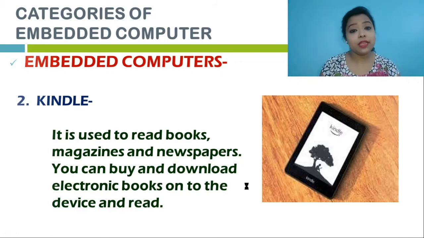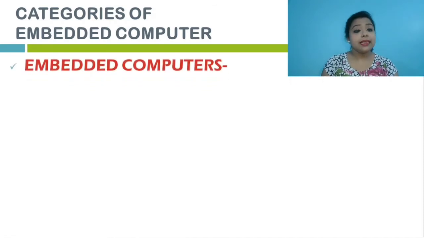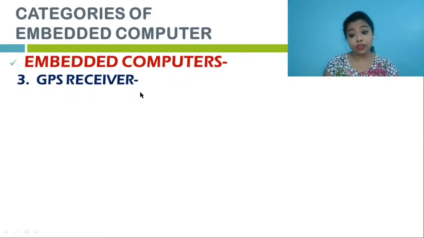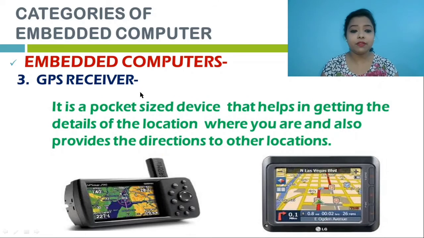Okay, now coming to the next one, that is GPS receiver. This is also one of the important devices. It is a pocket sized device. You can see this is how it looks like, that helps in getting the details of the location where you are, and also provides the direction to another location. The purpose of this GPS receiver is to get your current location and guide you how you can move from one place to another place. The direction is provided by the GPS receiver.